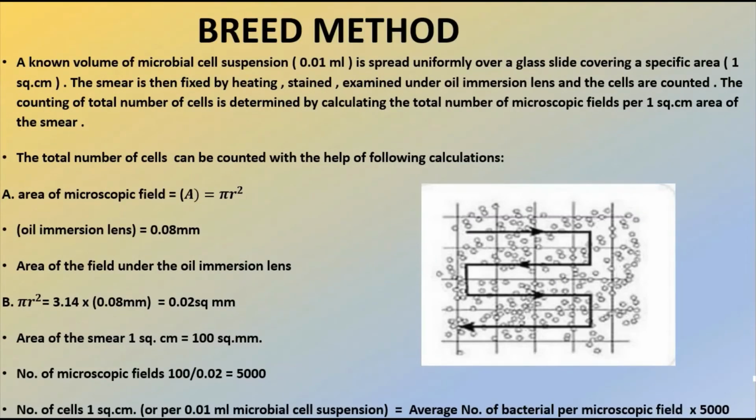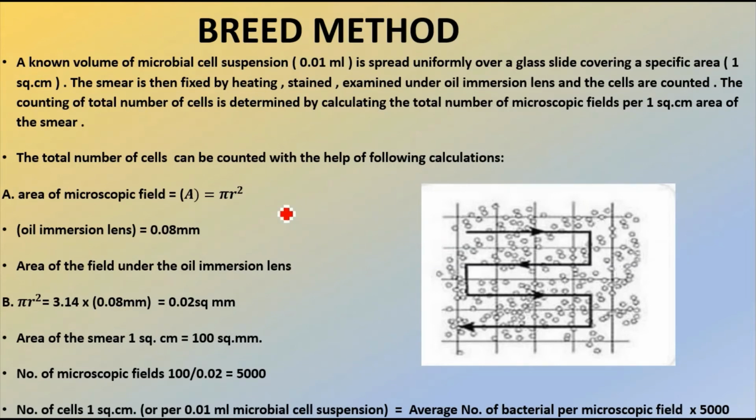That's why we call them total counts or direct cell count methods. Now moving to the third method of direct cell count in the measurement of cell numbers, that is the Breed method. Here in the Breed method, a known volume of cell suspension of about 0.01 ml is spread uniformly over a glass slide with a specific area of about 1 square centimeter.